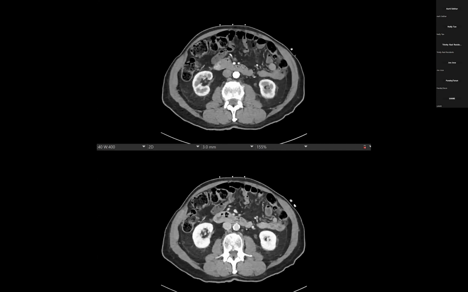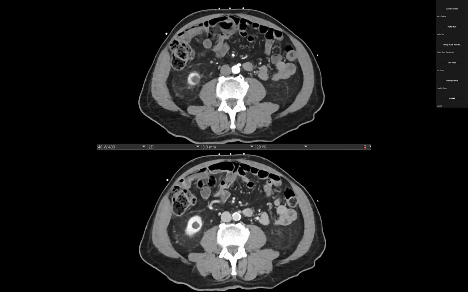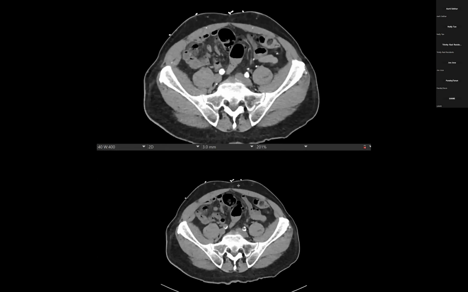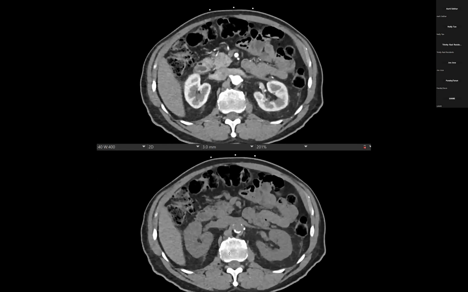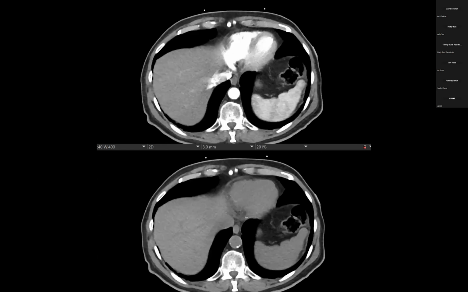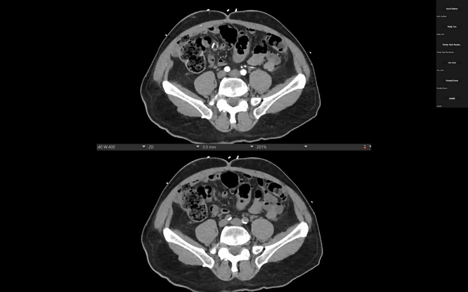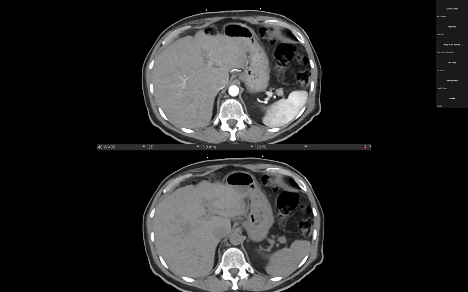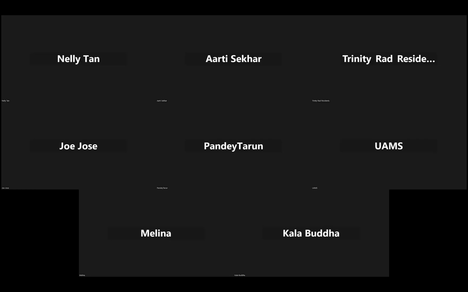Wait, Nelly, when you say biphasic, we do triphasic because we want the non-con first. I'm sorry, triphasic, my bad. Yes, this is one of the five indications for a non-con. We rarely do non-con for abdomen and pelvis, but GI bleed is one of them, because if you have contrast in your colon for whatever reason, it very much limits your exam.